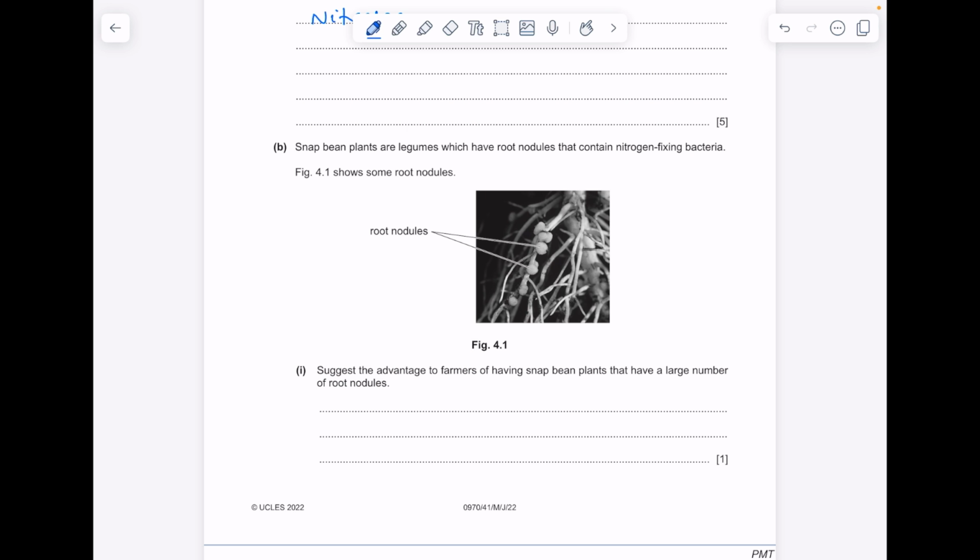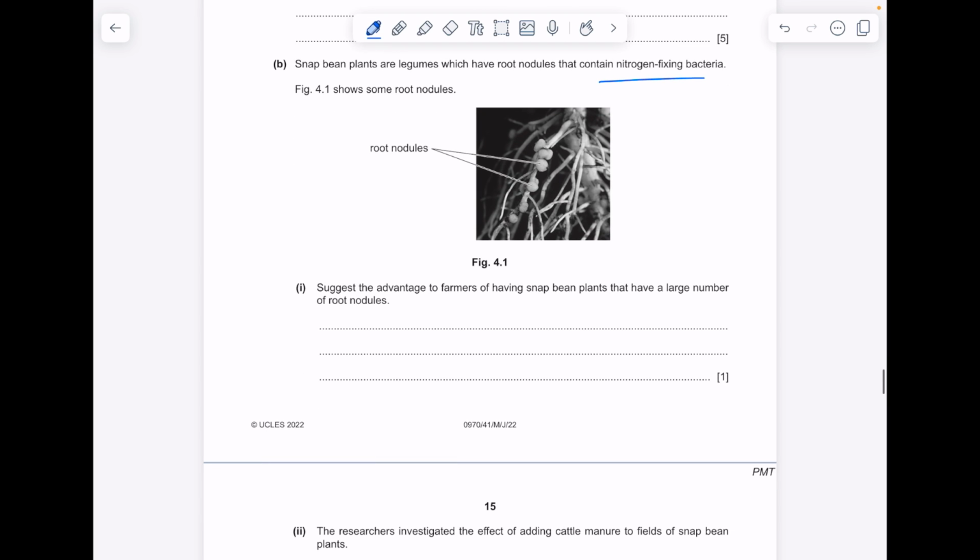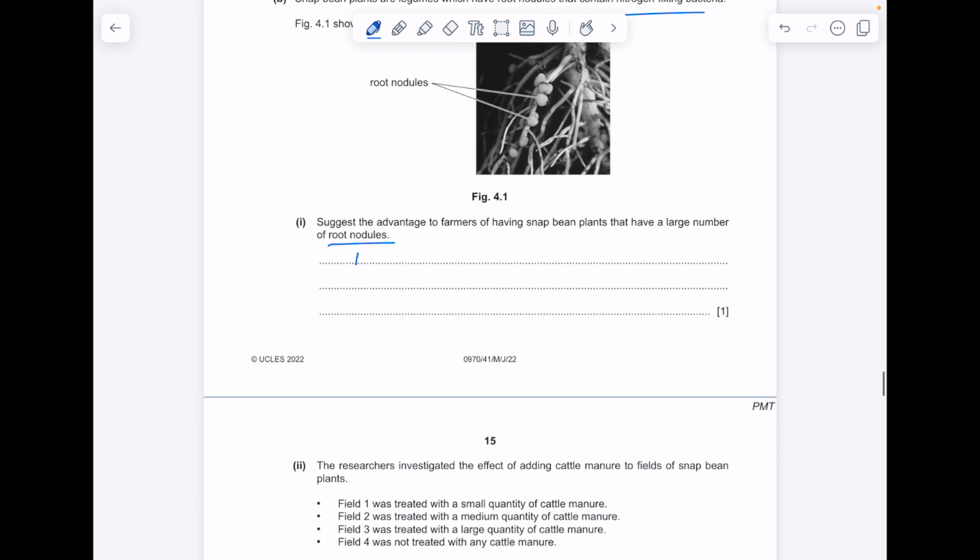Snap bean plants are legumes which have root nodules that contain nitrogen-fixing bacteria. Figure 4.1 shows some root nodules. Suggest the advantage to farmers of having snap bean plants that have a large number of root nodules. So let's say what those nitrogen-fixing bacteria do. So nitrogen-fixing bacteria add nitrates directly to the soil, meaning the farmer needs to apply less manure or fertilizer.